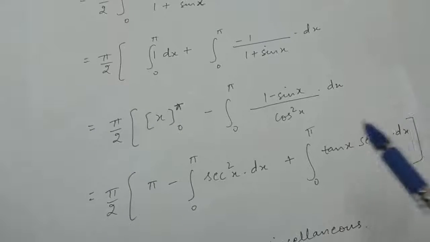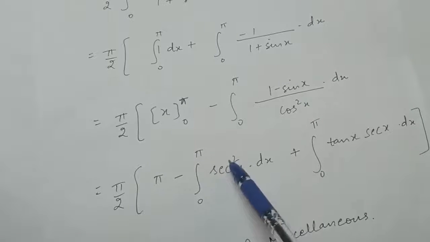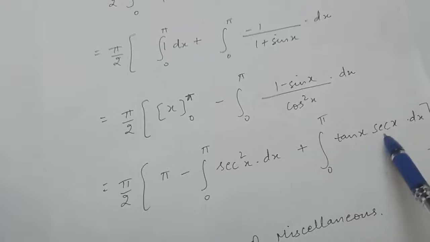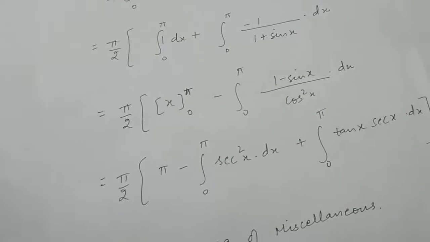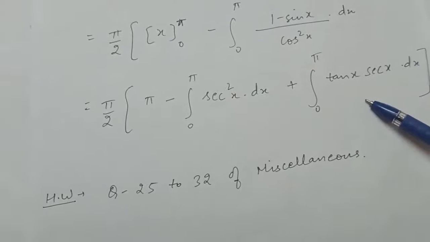Now you know the integrals of both of these functions. The integral of secant square x is tan x, and the integral of tan x into secant x is secant x. So you have to complete this question now by yourself, right?